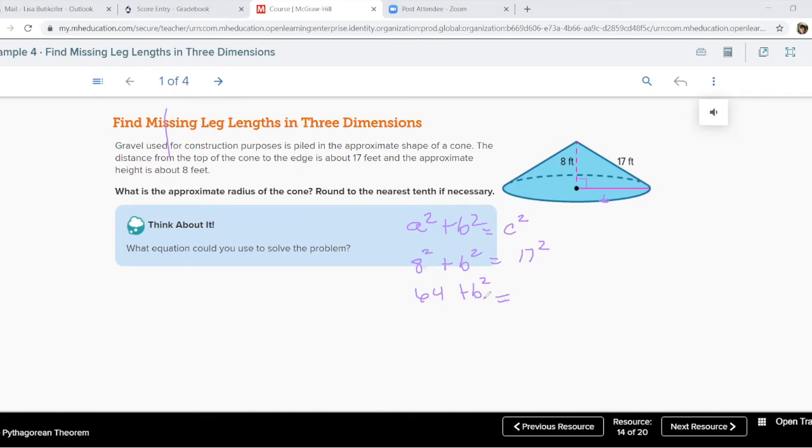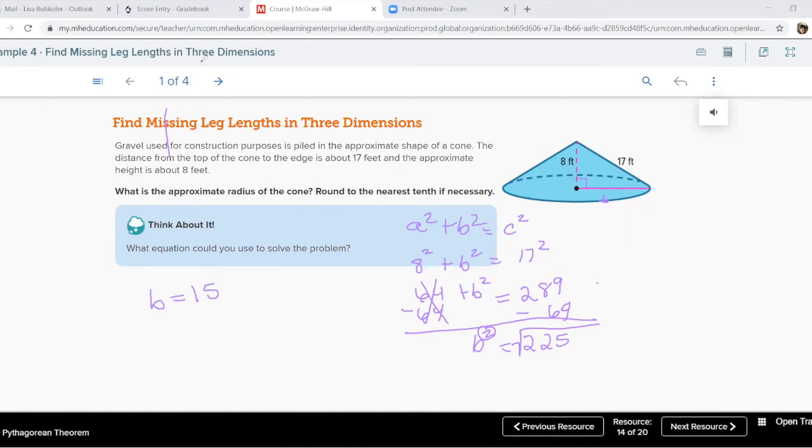is 289. So 289. Okay, let's move our 64. Those cancel. My b squared comes down. So 289 minus 64 is 225. Okay, to get rid of the square right here, we have to do the square root. So the square root of 225 is 15. So my b equals 15.